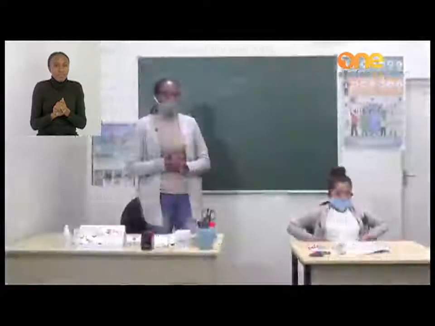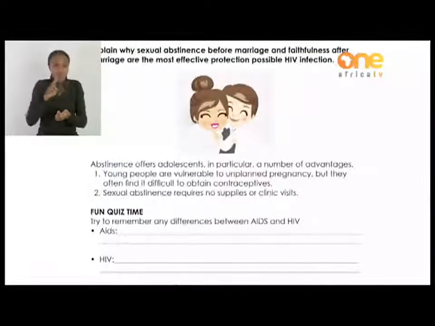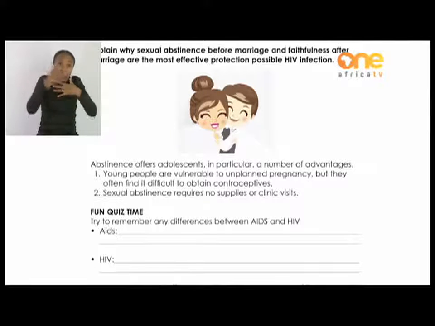Turn over to page 22. Explain why sexual abstinence before marriage and faithfulness after marriage are the most effective protection possible for HIV infection.